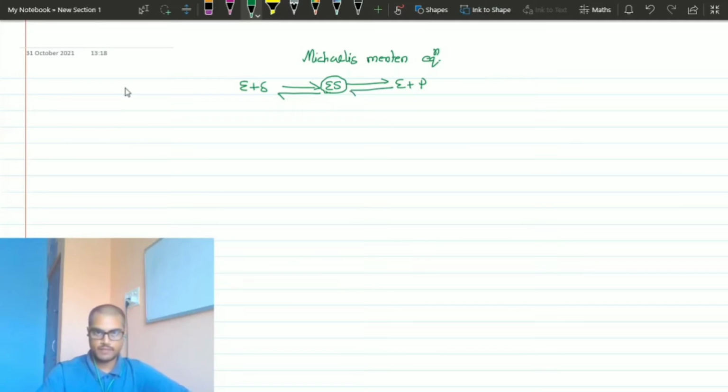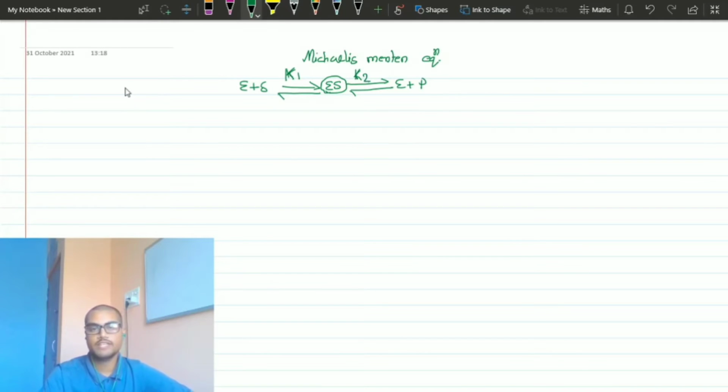Now the rate constant through which the enzyme and substrate get associated with each other and form the enzyme-substrate complex is known as the association rate constant, that is K1. And the rate constant through which this enzyme-substrate complex gets dissociated and forms the enzyme plus product is known as K2. This is the dissociation rate constant for the forward reaction.